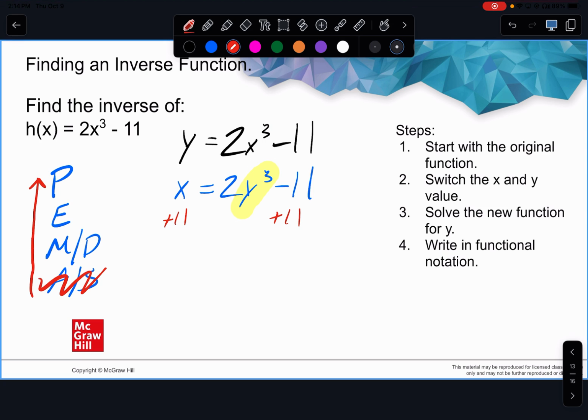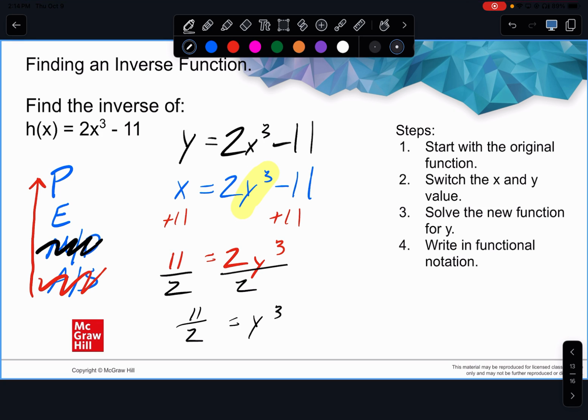Yep, you were right. 2y cubed equals x plus 11. Okay, then what's next if I'm going up? I have to undo this part, multiplication or division. So I'm going to divide by 2. Divide by 2. So now I'm left with y cubed equals x plus 11 halves.